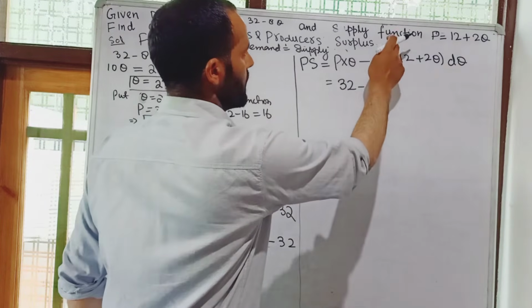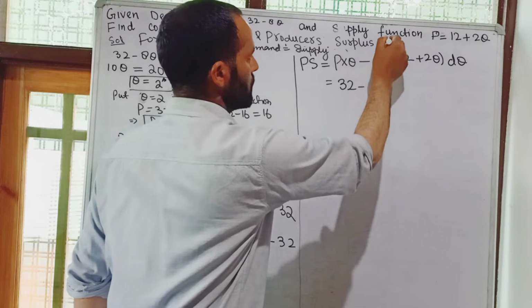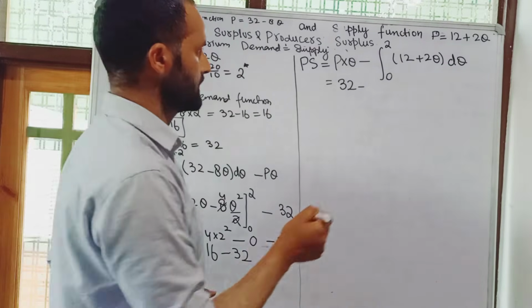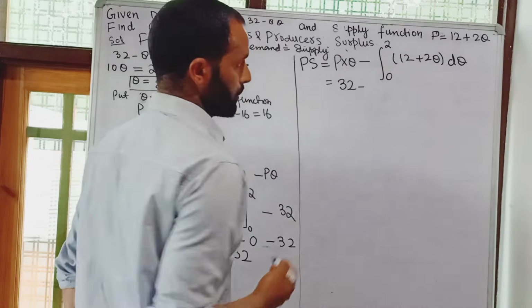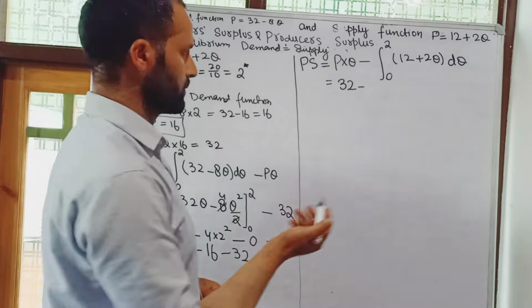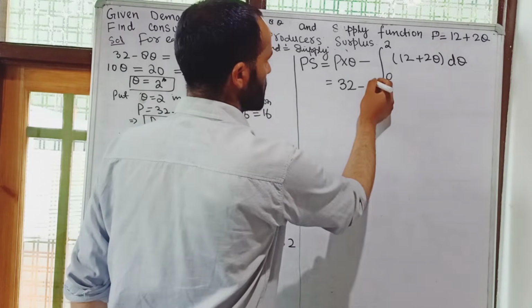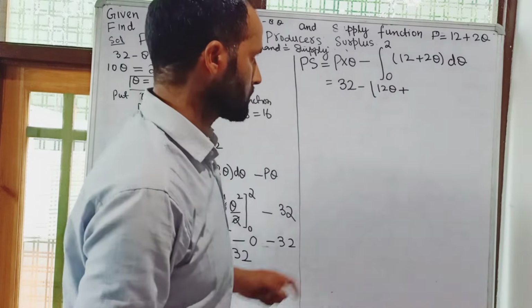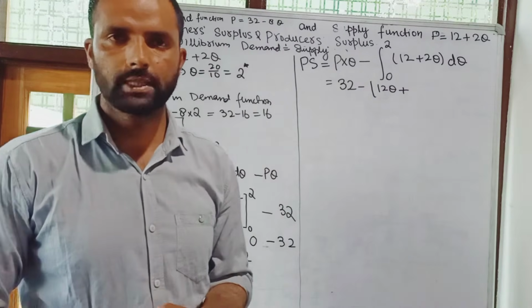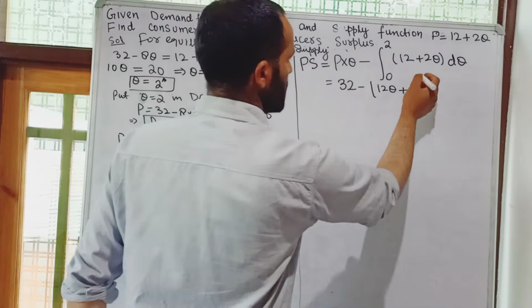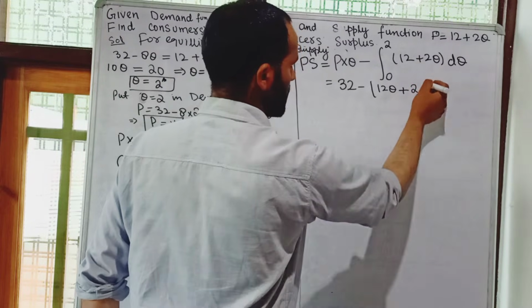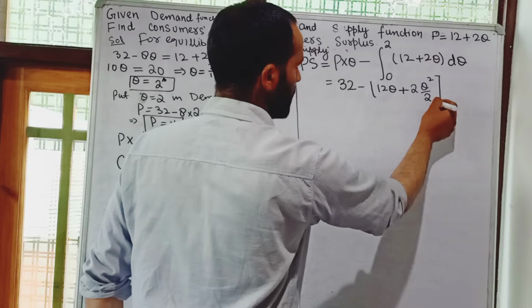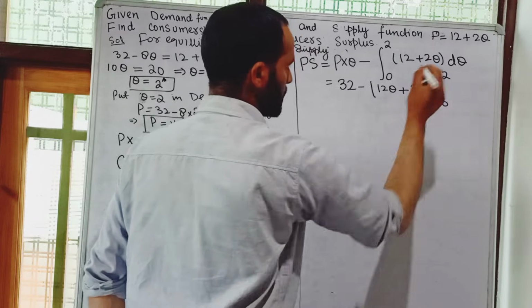So here I will write 2, that is the equilibrium quantity. Now I will integrate this supply function. The integral of 12 with respect to quantity is 12q, as we have seen in the rules of differentiation. So this is 12q plus, now the integral of q is q square divided by 2. That is, this is our 2 here. Now the integral of this is q square divided by 2, and evaluating this from 0 to 2.